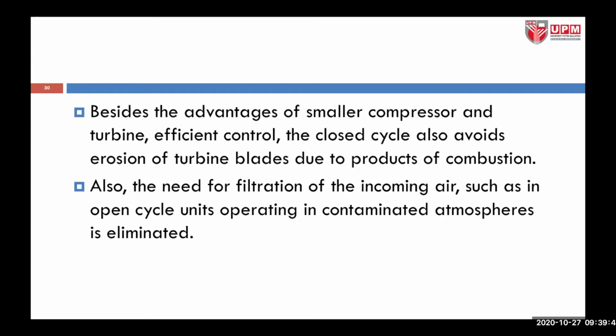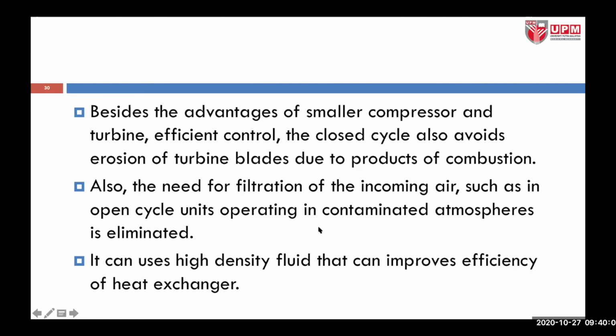So the air quality is low, in that there are so many debris. If you are using this kind of system, the closed system, you may eliminate the contaminated air coming into the gas turbine engine. So it can use a high density fluid that can improve the efficiency of the heat exchanger. Instead of just using air, you can use other types of gases or high density fluid in the closed cycle gas turbine.